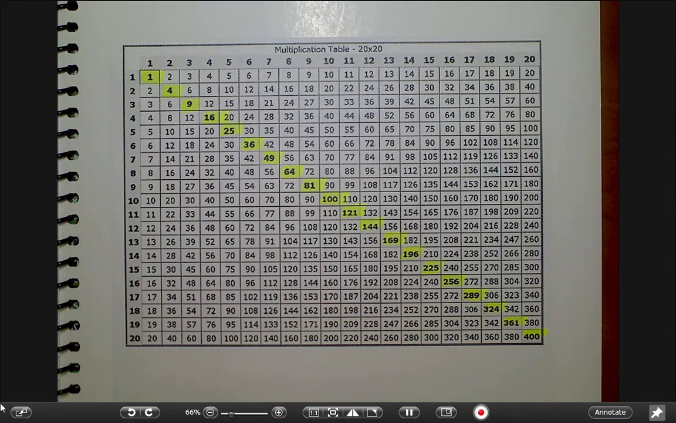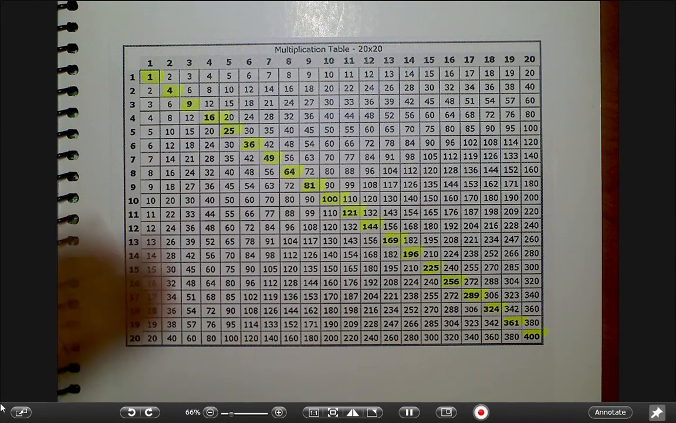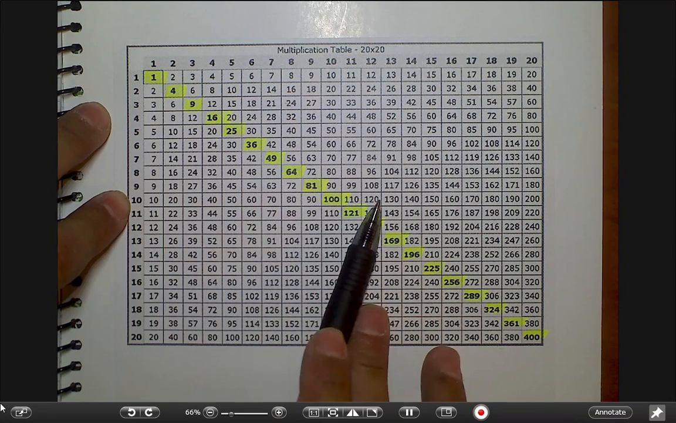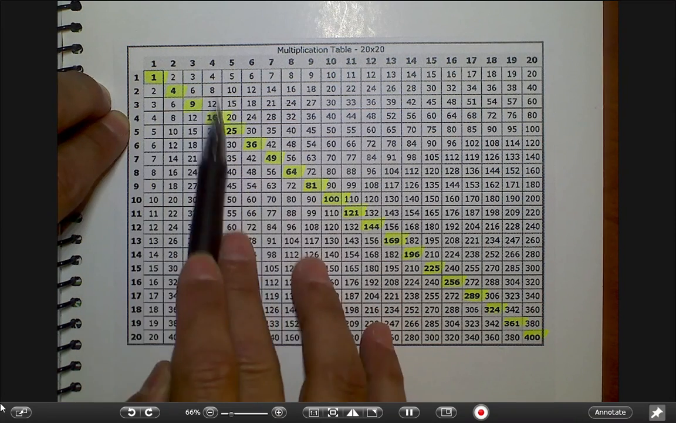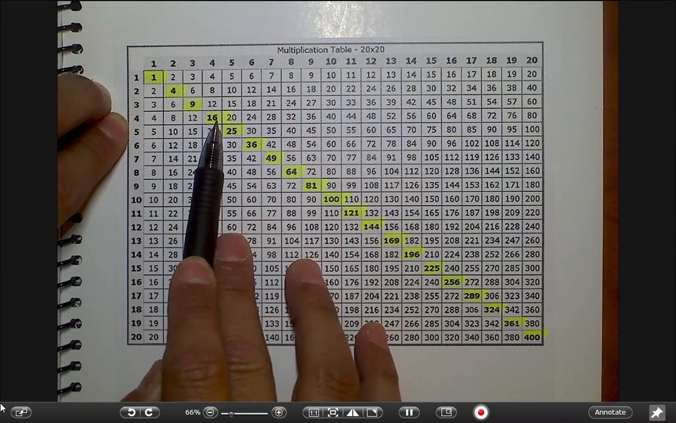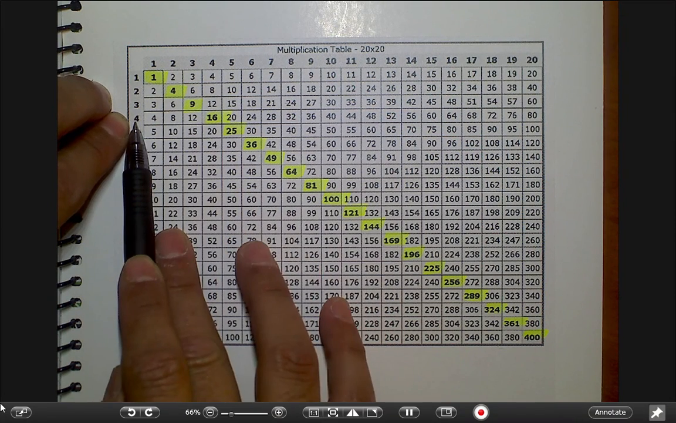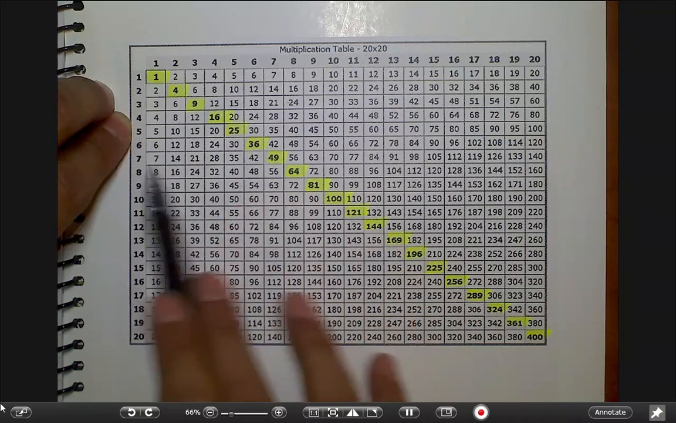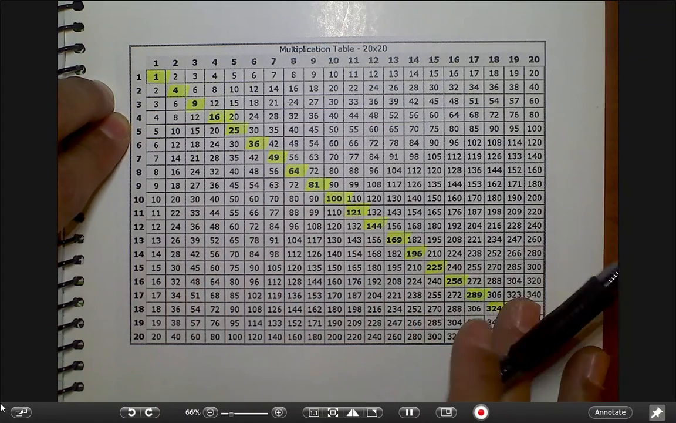Yes, it is a times table. All the perfect squares are right there down the middle. So 4 times 4 is 16, so 16 is a perfect square of 4. You find the number you're looking for, and that's how you find your factors.